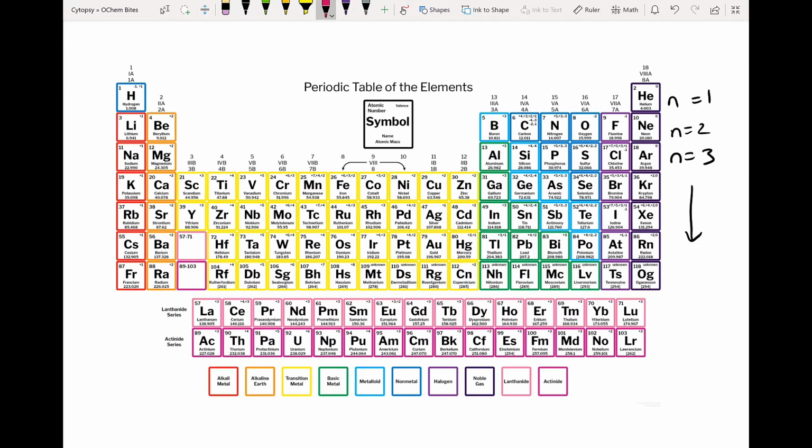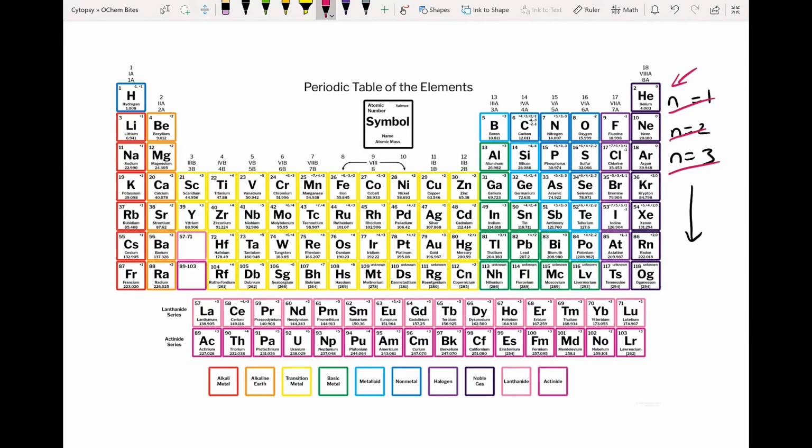Previously, we talked about quantum numbers and how each row in the periodic table actually represents a new principal quantum number n. So this is n equals 1, n equals 2, n equals 3 for each of these rows, and so on and so forth. If you don't remember this, I've linked the tutorial about quantum numbers in the description and at the end of this video.